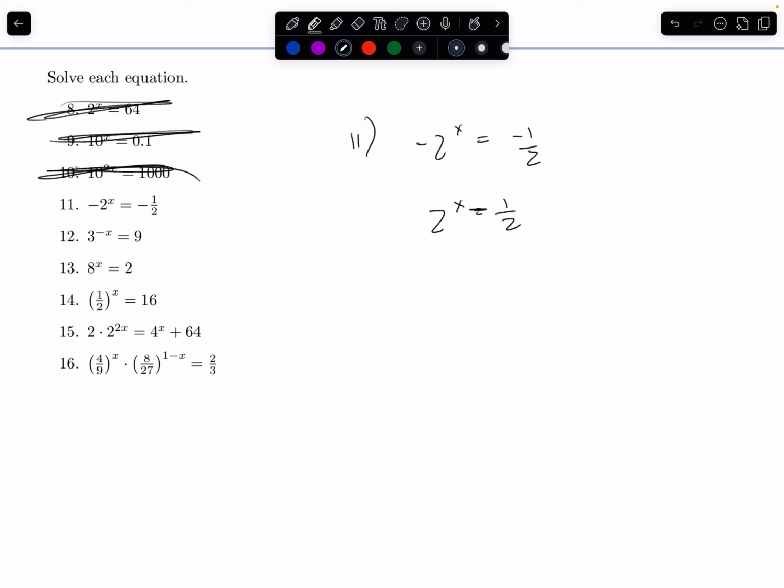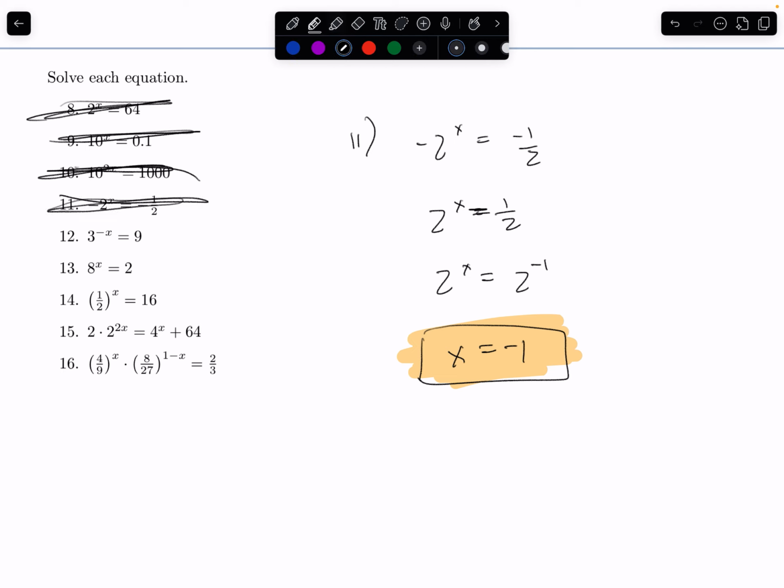Easy step. And now what is 1/2? We've seen something like this before, but 1/2 is just 2 to the -1 power. So I got x equal to -1. And I'm done already. There you go. Number 11. Number 11 down.